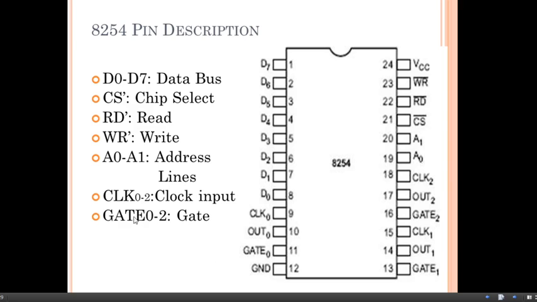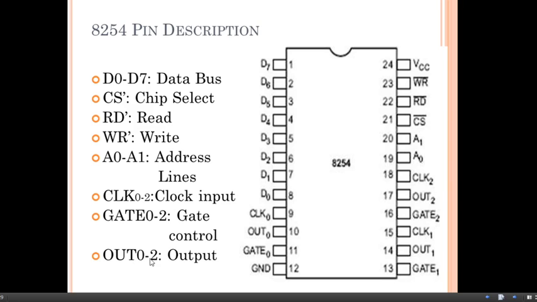After this there is gate 0 to 2. It is the gate control. So gate control, here we can observe gate 0 for counter 0, gate 1 for counter 1 and gate 2 for counter 2. These gate pins are active high input signals, and these are used to allow the external hardware to control the respective counter. Means to control the respective counter by the external hardware, the gate control signal, which is active high, is used. The function of gate input is independent of the operating mode.